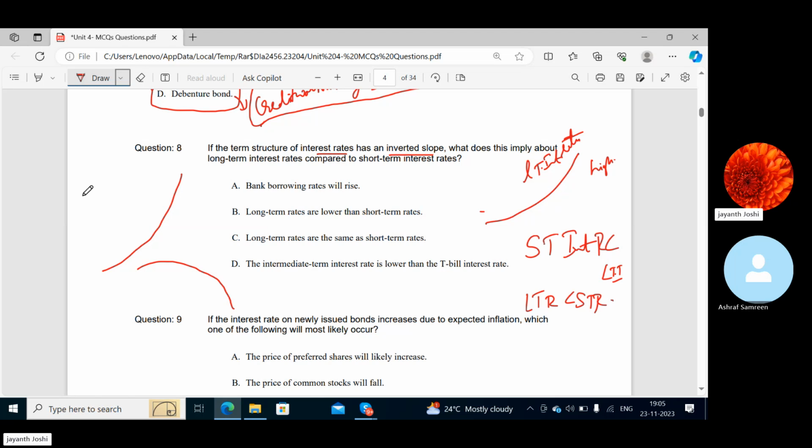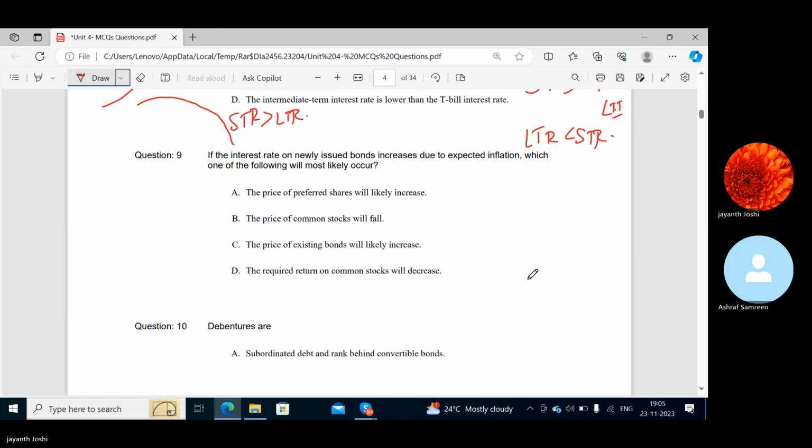So for upward sloping, short term rates are lower than long term rates, because in the long term the rates will be high, but in an inverted slope short term rates are more than long term rates, right? Yes. B.